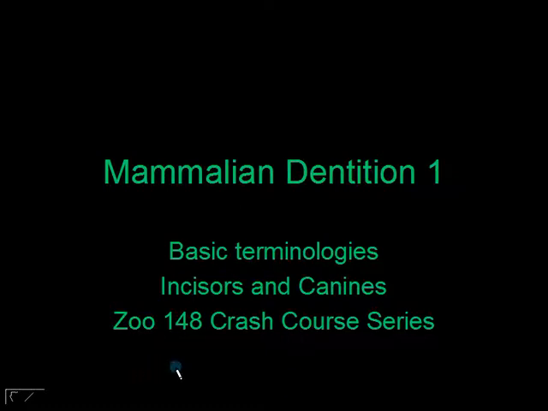Hi, hello everyone. So this is the first part of Mammalian Dentition. So we will be dealing with basic terminologies as well as, of course, the first two of the four types of basic heterodont teeth, which would be your incisors and canines. So let's get started.